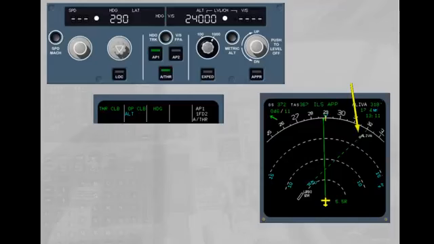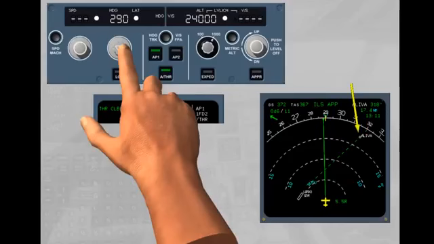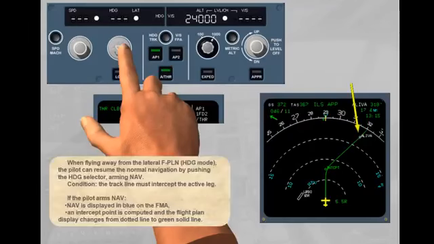When flying away from the lateral flight plan in heading mode, the pilot can resume the normal navigation by pushing the heading selector, arming navigation. Condition: the track line must intercept the active leg. If the pilot arms navigation, navigation is displayed in blue on the FMA. An intercept point is computed and the flight plan display changes from dotted line to green solid line.